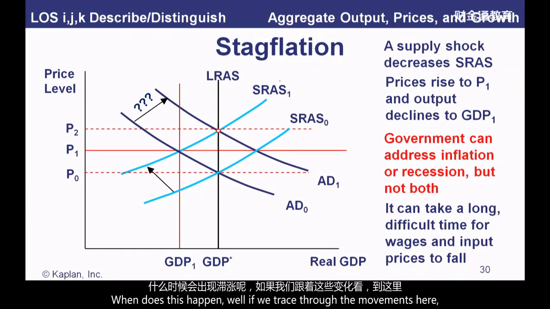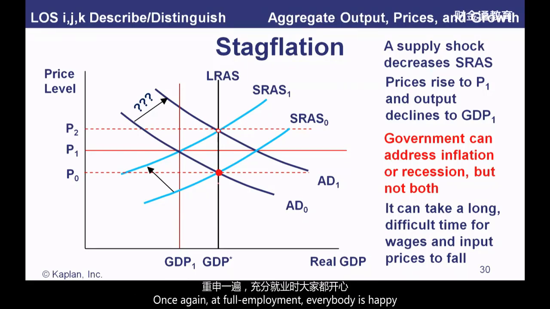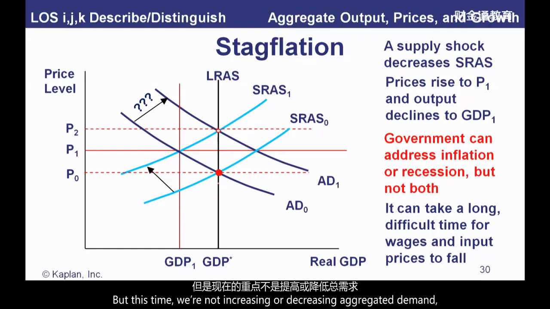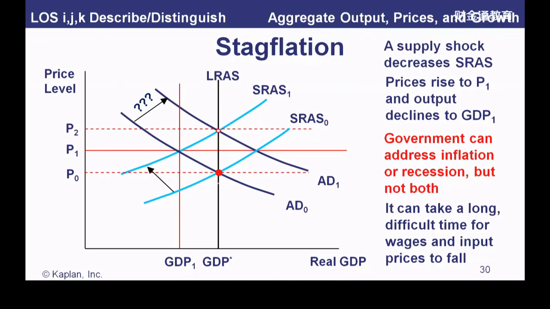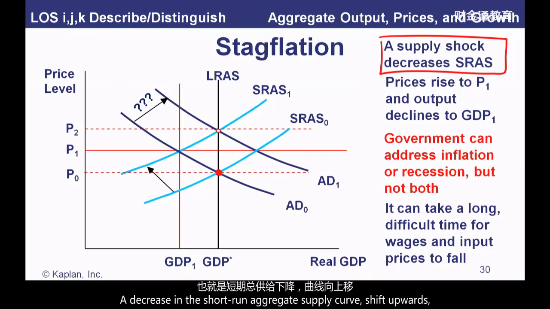When does this happen? Well, if we trace through the movements here, we're starting off at AD0 and short-run aggregate supply curve 0 at this equilibrium. Once again, at full employment, everybody's happy. But this time, we're not increasing or decreasing aggregate demand. This time, what throws us out of equilibrium is a supply shock. A decrease in the short-run aggregate supply curve, a shift upwards.